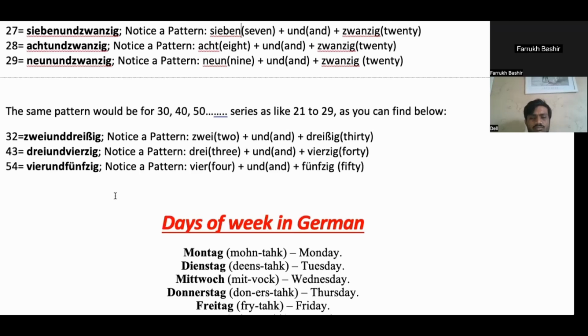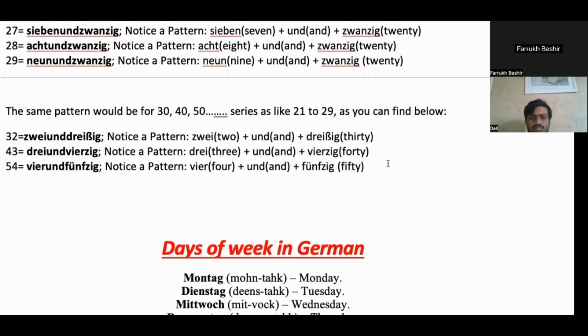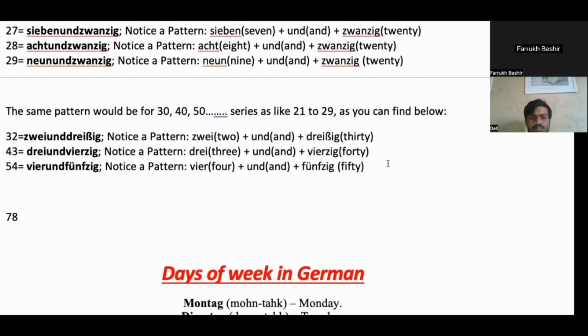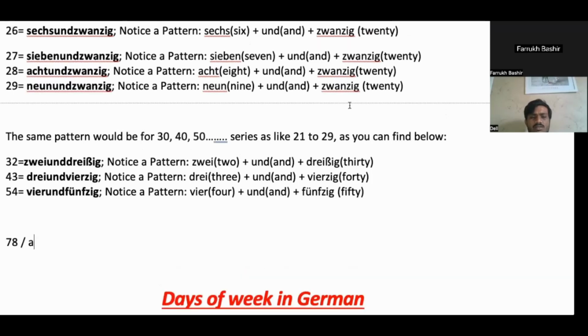Here we have a few more examples. That is 2 und 30, 3 und 40, meaning 3 and 40, 4 und 50. So here I write a few examples that you can help me to complete. For example, I write 78. What should I write here? 8 und 70. Exactly. I can write here 8 plus, you can just place plus to understand, und siebzig.